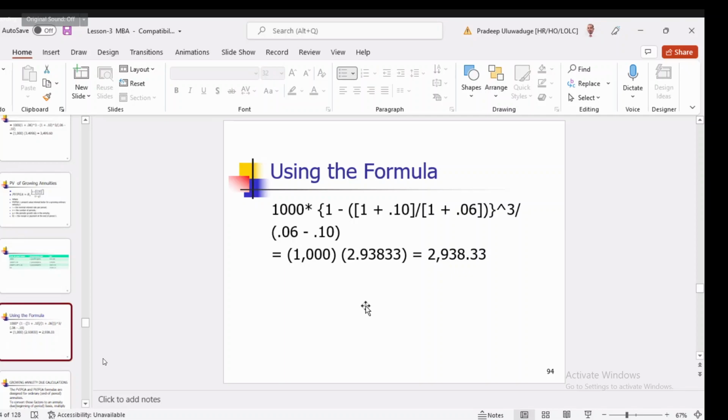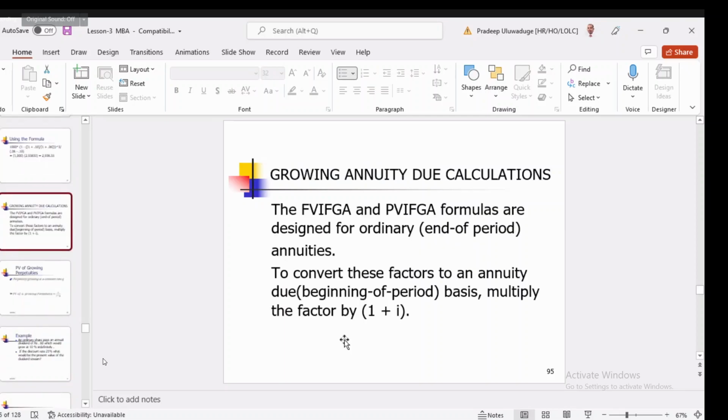Now, growing annuity due calculations. This is an ordinary annuity, where the cash flow happens at the end of every year, right? Now, what happens if it is an annuity due, where the cash flow occurs at the beginning of the time period? The future value interest factor of a growing annuity and the present value interest factor of a growing annuity formulas are designed for ordinary or end of period annuities.